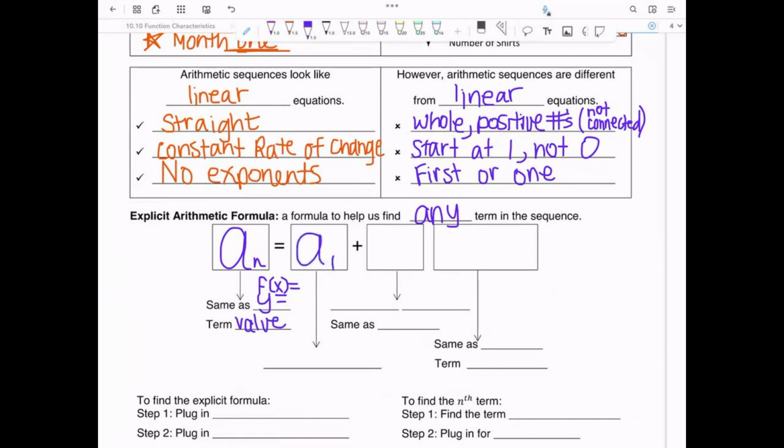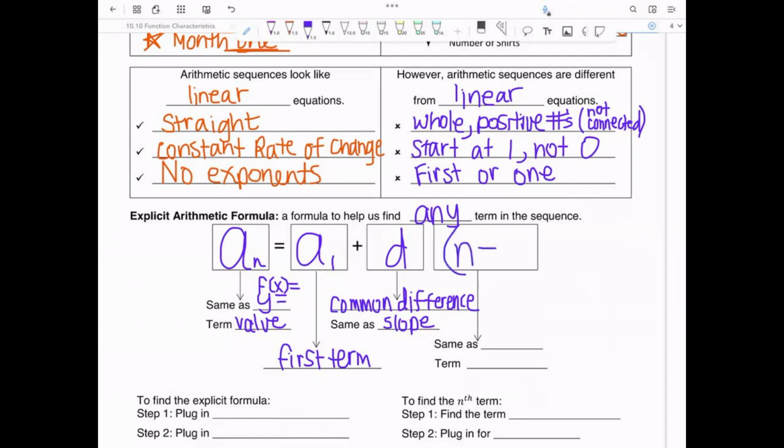Next is our first term, a sub 1. Then we have d. This is our common difference, and this is the same as our slope. It's just how it's changing. Is it going up or going down? That's what our common difference represents.